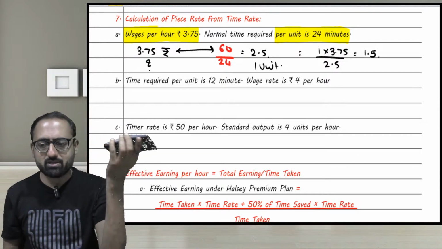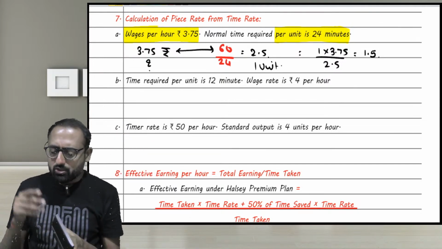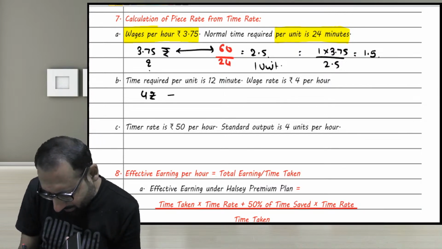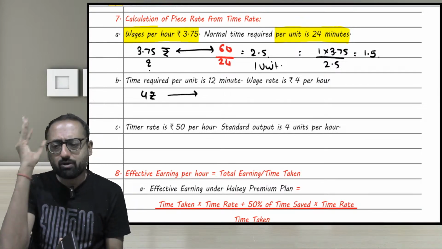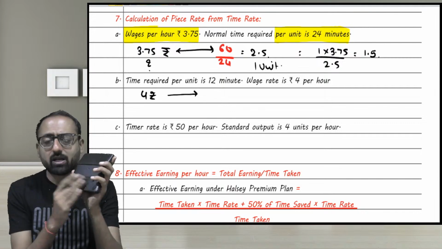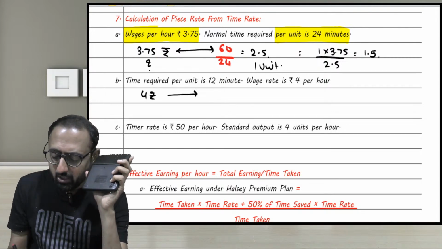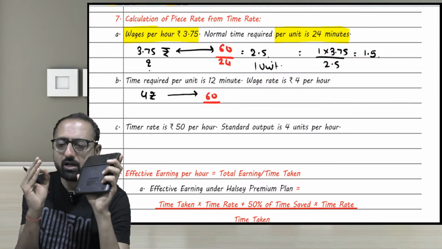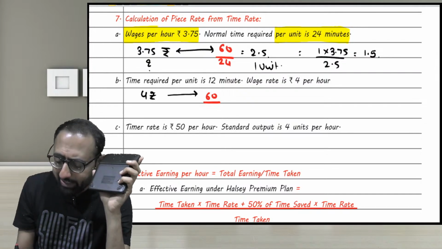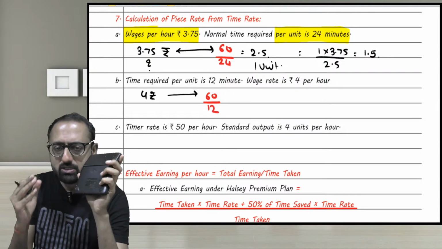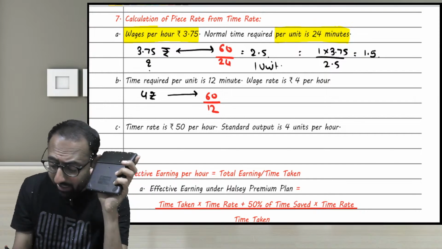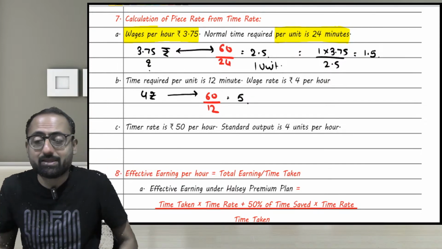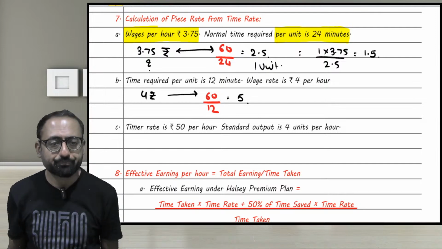Suppose you are a manufacturer of a calculator. To the worker you are paying 4 rupees per hour. So boys and girls, in that hour, how many calculators will he produce? 60 minutes divided by 12 minutes, since one calculator requires 12 minutes. So 60 divided by 12, is it 5 units? Will 5 units be produced by that worker? Is it correct or not?